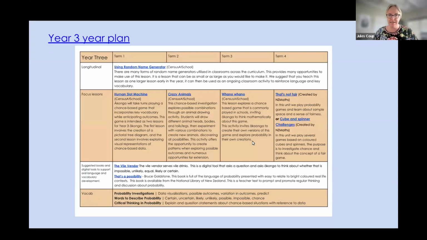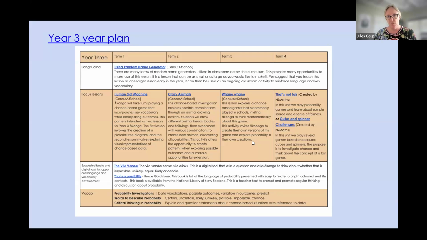Okay, our year 3 plan. We start with a random name generator. Many of us in junior classrooms use random name generators, be they digital or a simple jar with popsticks and kids' names in it. These are the tools we use to pick the leader of the line, or who's going to take the clipboard to the office, things like that. So we're trying to find key things that we do in our classroom every day that can actually be tools used to talk about probability on a regular basis.